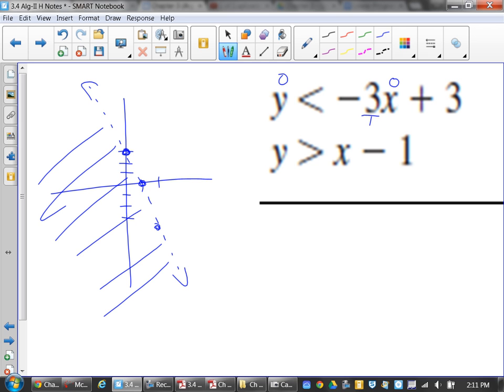Now when I go to graph the other one, I put it on the same grid. What's my y-intercept with the second one? -1. And what's my slope? 1 over 1. So I start at -1, go up 1 over 1, up 1 over 1. And is it a solid or a dotted line again? It's dotted again.